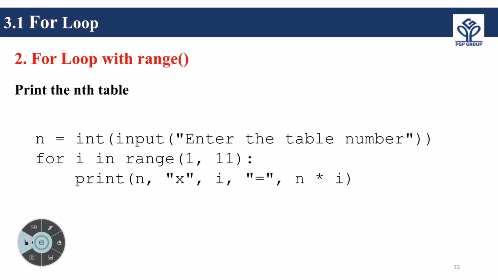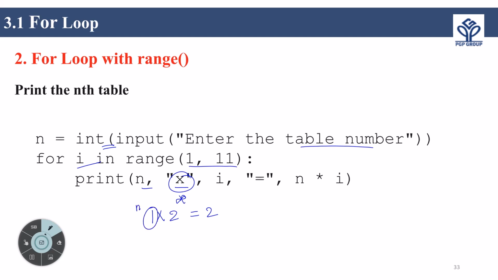Next one, print the nth table. So we are printing the table. n is equal to the integer type of input we get from the user, the table number. For i in range 1, 11, n into i. This is not an x, it is the multiply symbol. So n into i is equal to, for example, 1 into 2 is equal to 2. Clear?